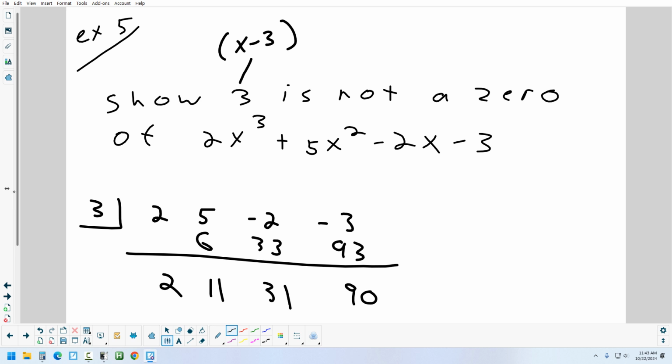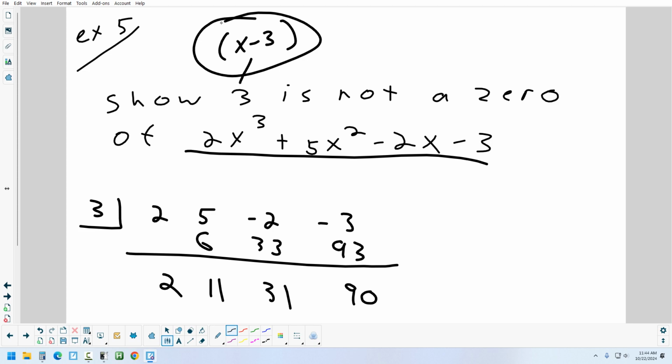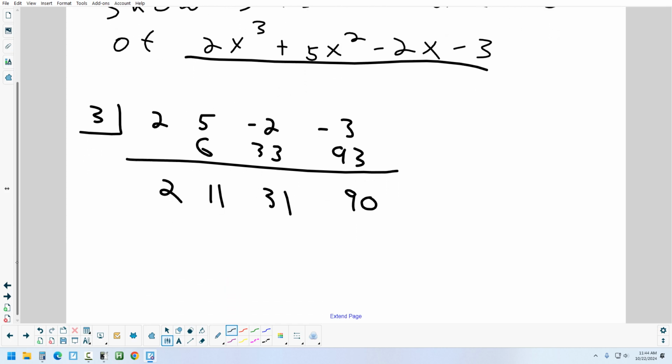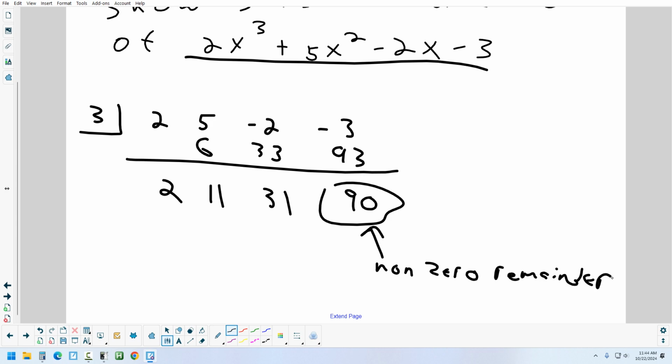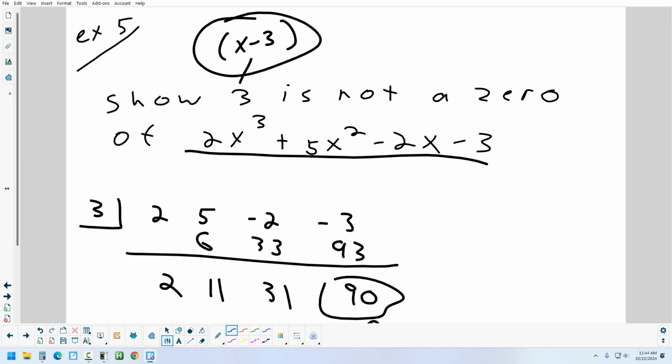So because when I tried to divide that by that, I got a remainder, that means x minus 3 is not a factor, which then means 3 is not a root. It's not a 0. So that's all we have to do if it says, show it's not a 0. And I'll just put the reason why here. That's a non-zero remainder. Had you gotten a 0 remainder, then that would have meant x minus 3 is a factor, which would have meant 3 is a root. Questions on that one?